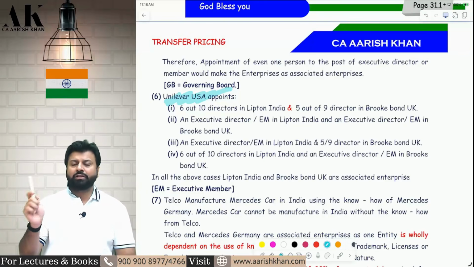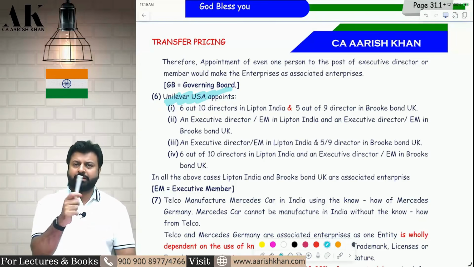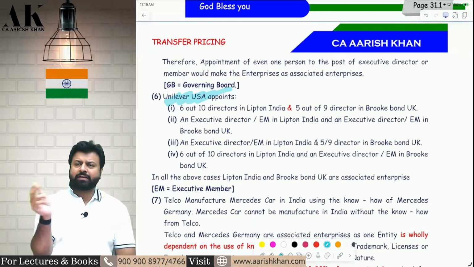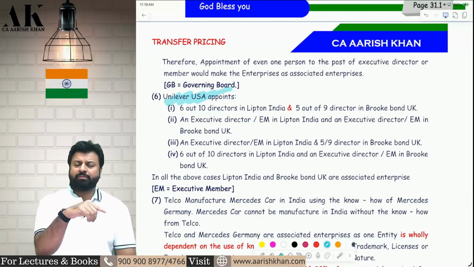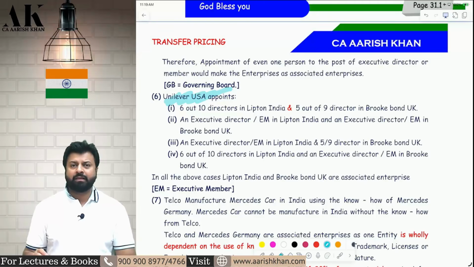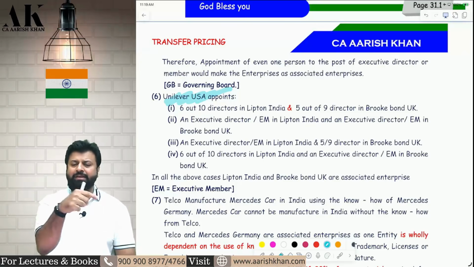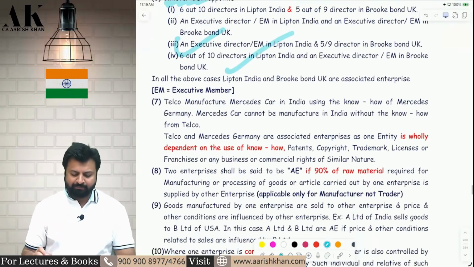If I appoint more than half of the members of the governing board of B Limited, and if I appoint the same in C in the same year also, both of them are associate enterprise. If I appoint one executive director here, both of them are associated. If I appoint one executive member here, both of them are associate enterprise. Any combination of these 4 items, if I appoint in B, if I appoint in C, B and C will become associate enterprise. Check it please.